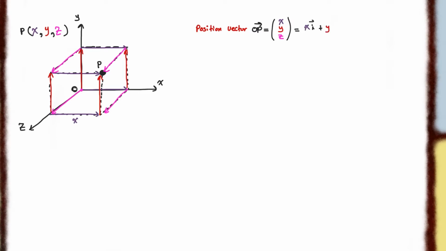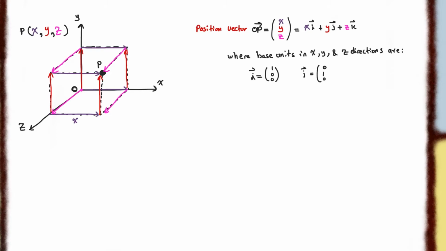This position vector can also be written in unit vector form. We can write this as x multiplied by unit vector i, which points in the x direction with components 1, 0, 0, y multiplied by unit vector j, which is our unit vector in the y direction with components 0, 1, 0, and our new unit vector k multiplied by z, and unit vector k points in the z direction with components 0, 0, 1.